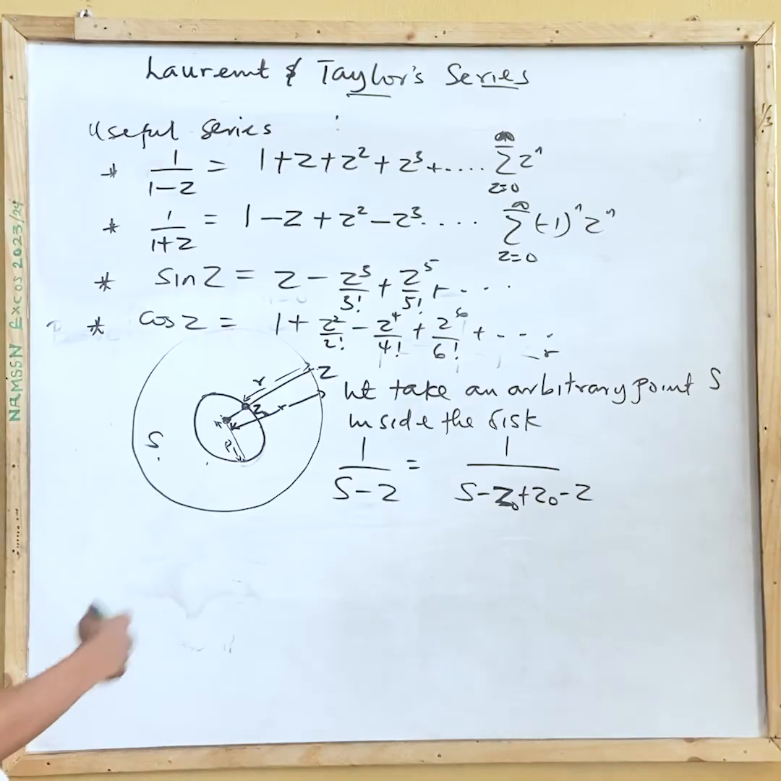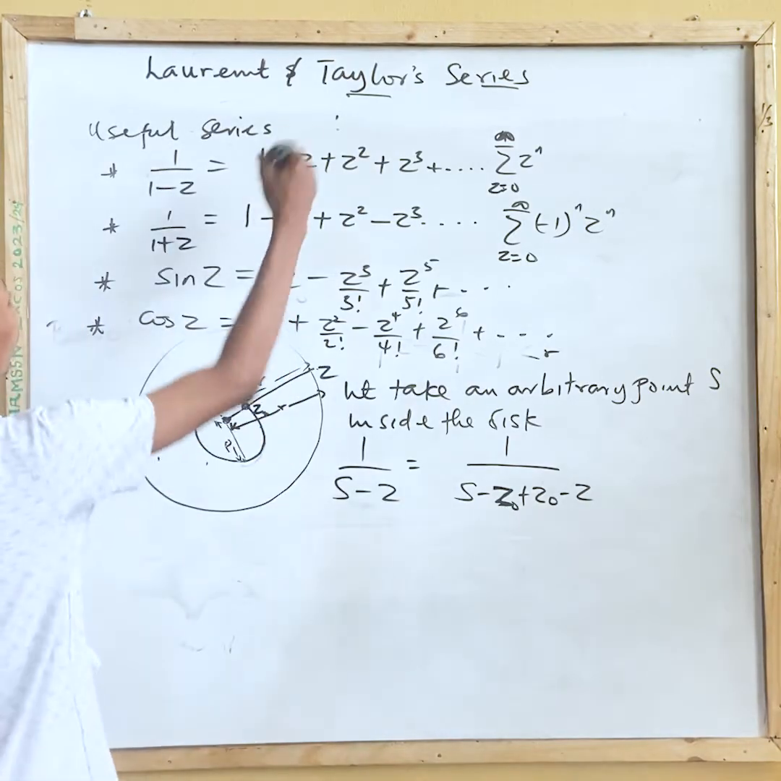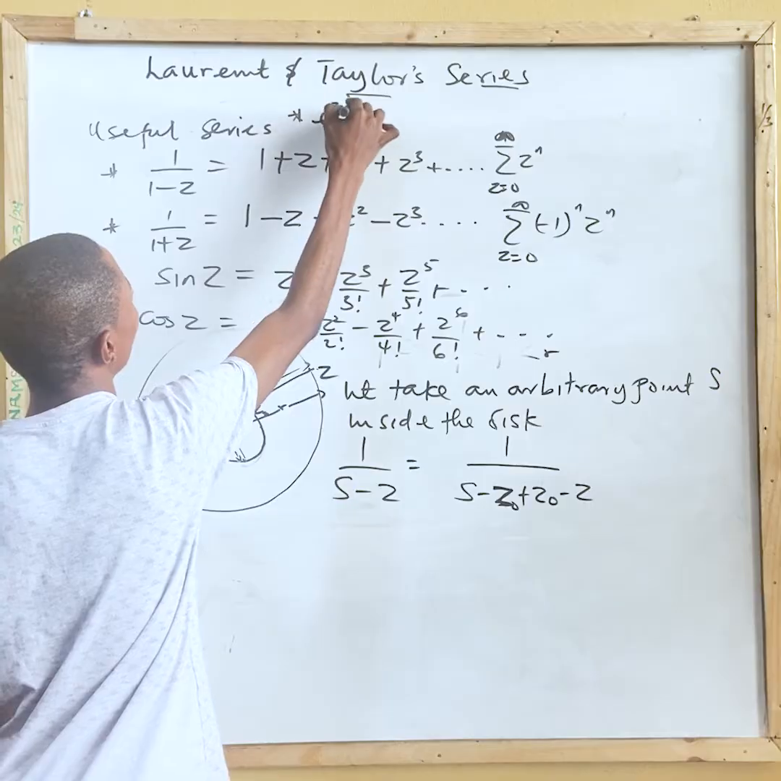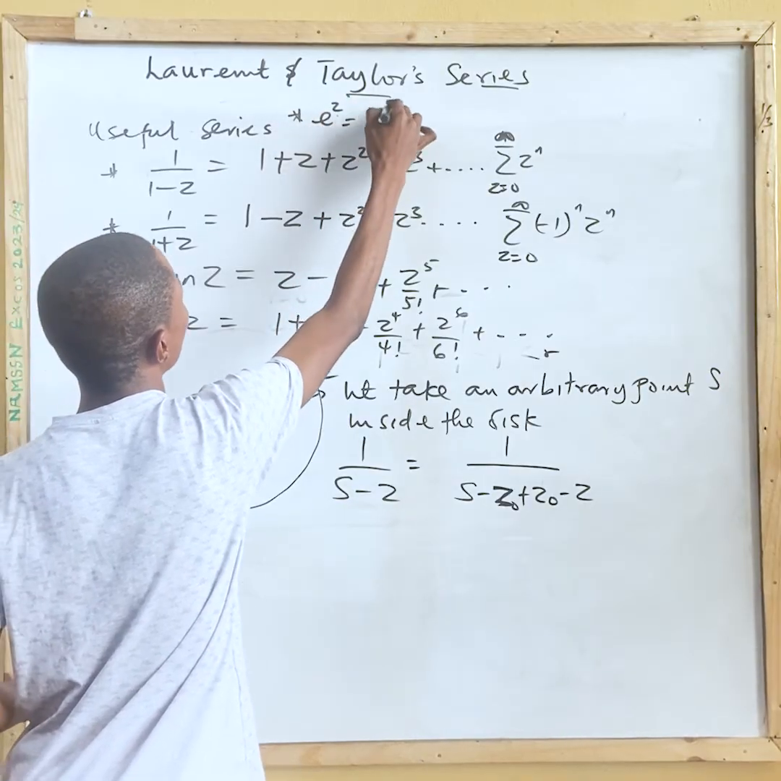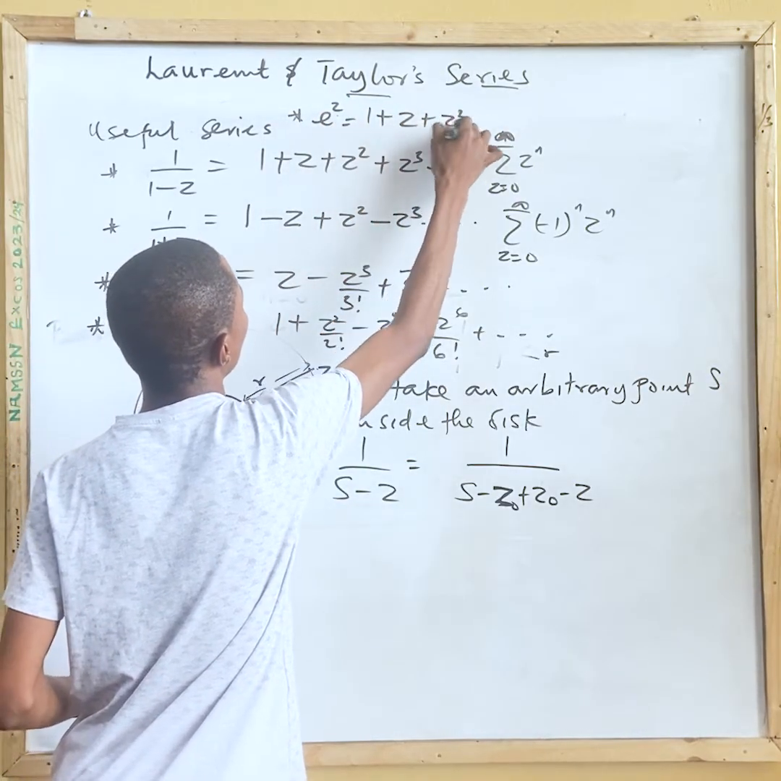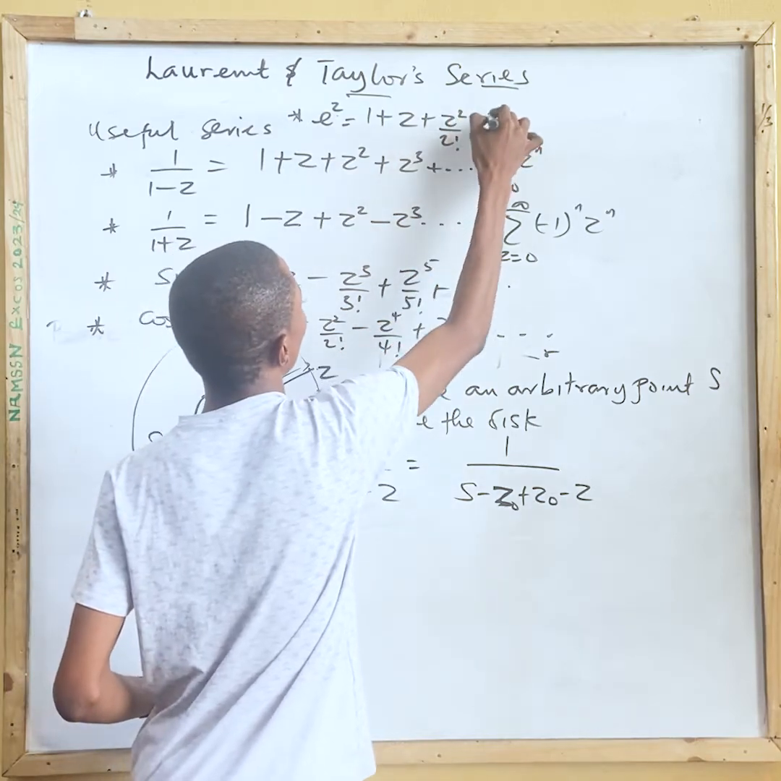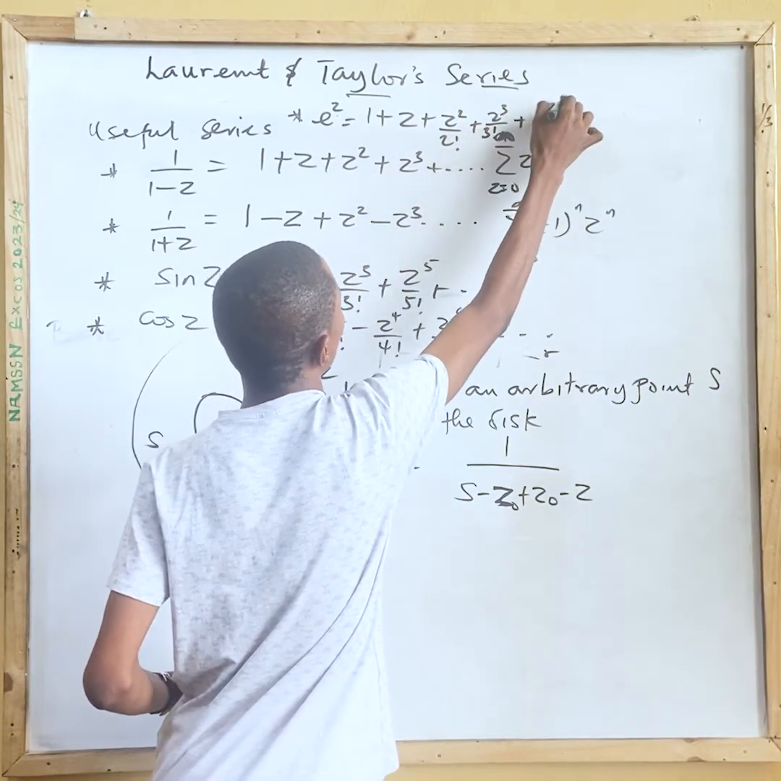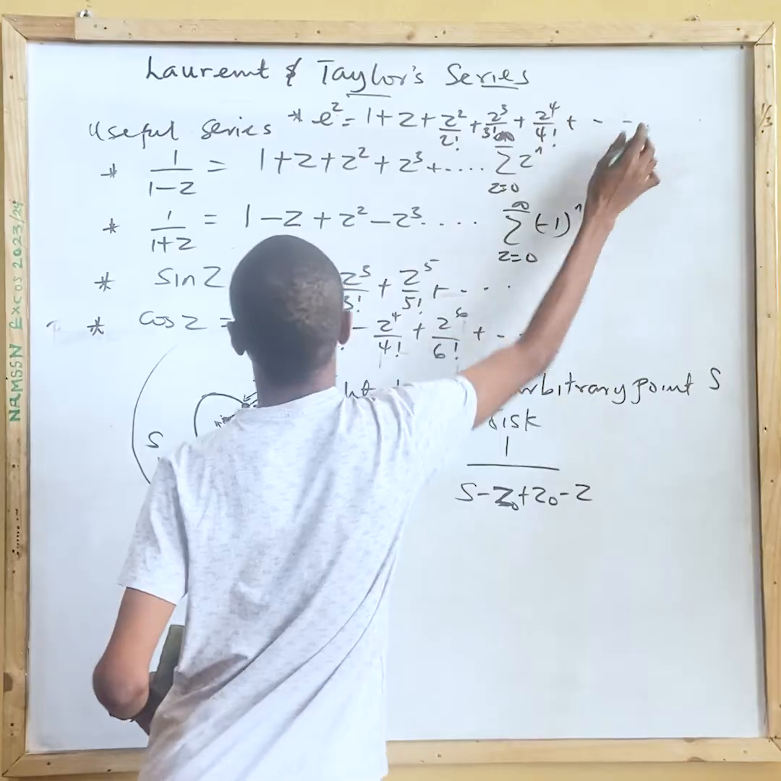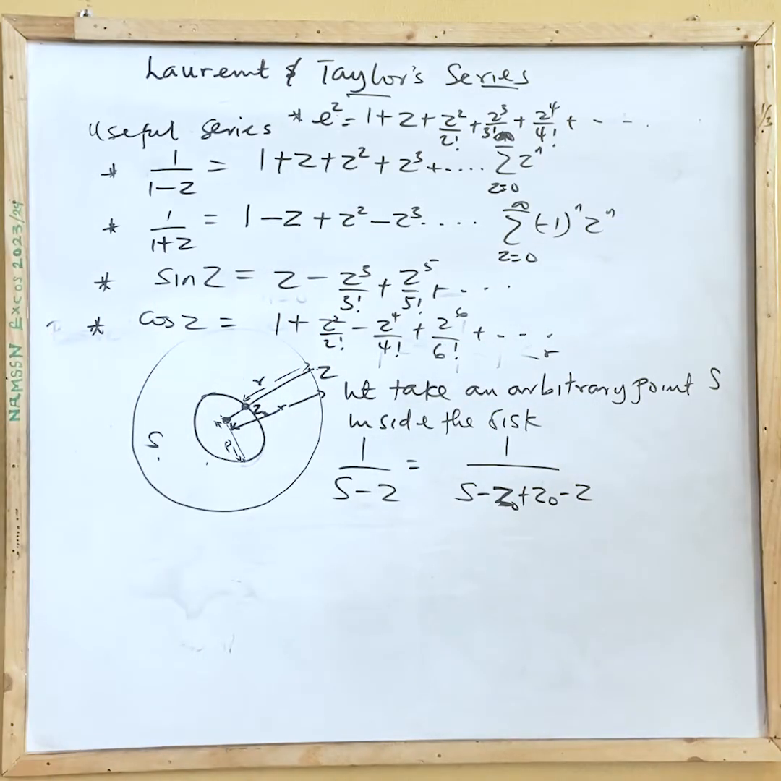And then e raised to power z, let me put that one here as well. E raised to power z is 1 plus z plus z square over 2 factorial plus z raised to power 3 over 3 factorial plus z raised to power 4 over 4 factorial and so on like that. So these are the useful series that we are going to be making reference to.